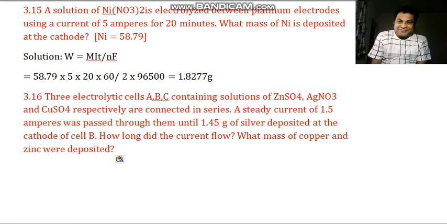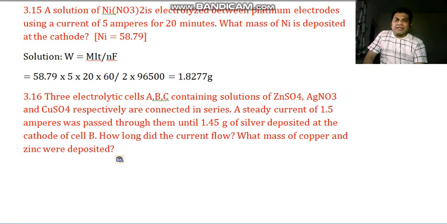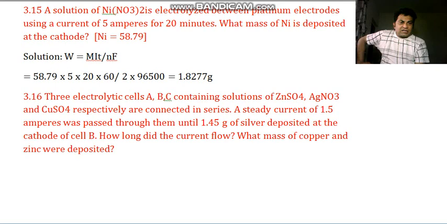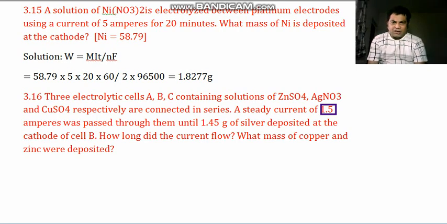Now we are entering 3.16. Oh, a big question. Three electrolytic cells, respectively A, B and C, are given to you. A consists of ZnSO4, B consists of AgNO3 and C consists of CuSO4, and they are connected. A steady current of 1.5 ampere was passed. The current is given, and we will round off the value. Here the current is 1.5 ampere, and it was passed through them until 1.45 gram, that is W, is given.